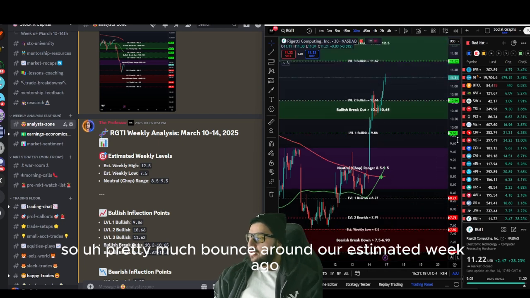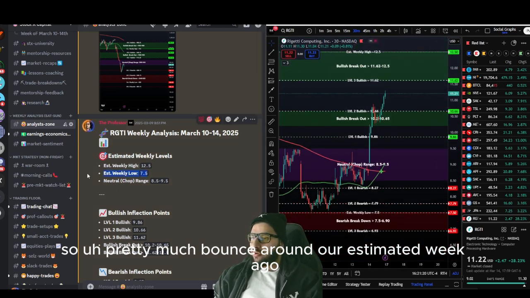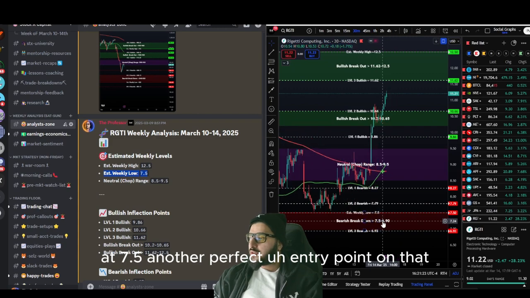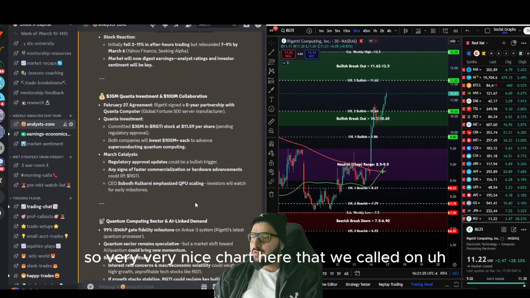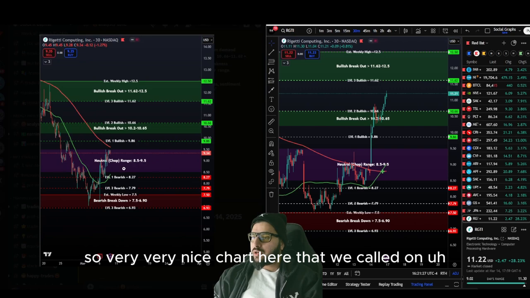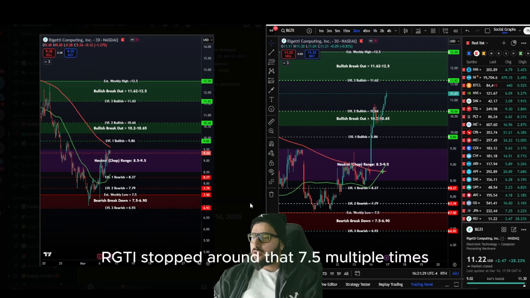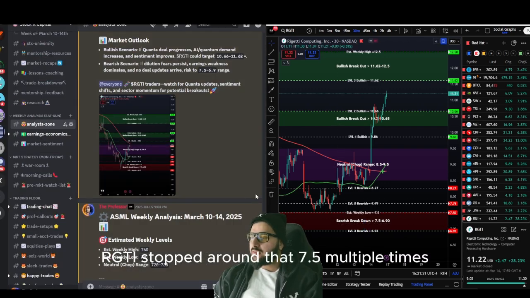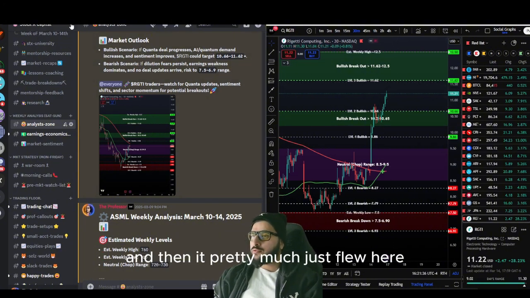RGTI, so pretty much bounced around our estimated weekly low at 7.5, another perfect entry point on that. So very, very nice chart here that we called on RGTI. It stopped around that 7.5 multiple times, and then it pretty much just flew here.